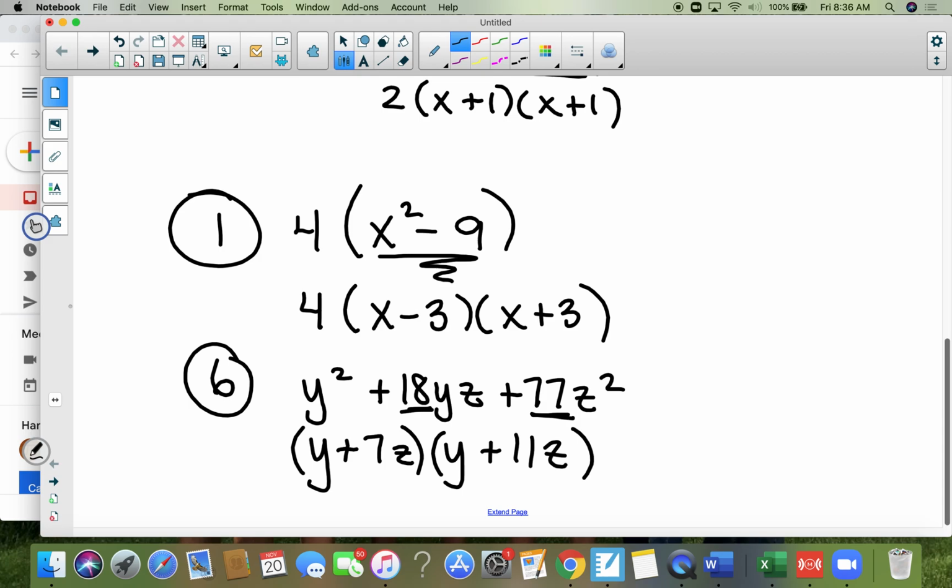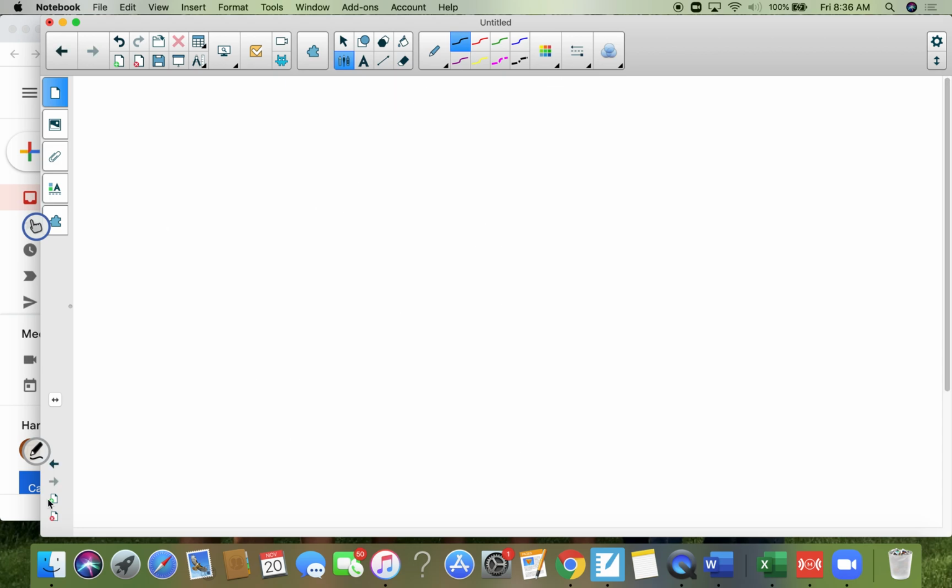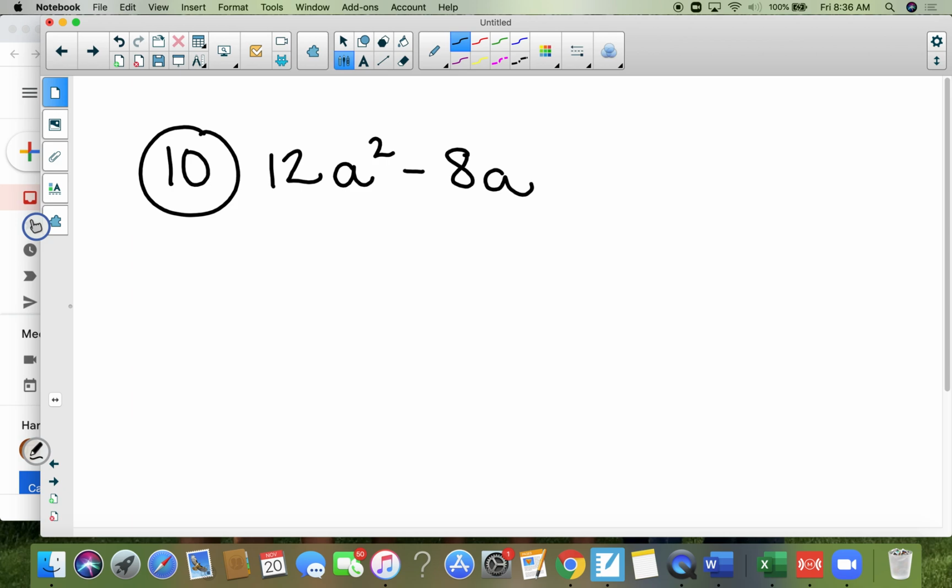The next problem, we'll do a couple more. Let's do number 10. 12a to the second minus 8a.